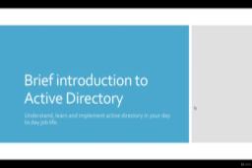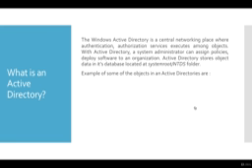Today we'll discuss Active Directory. So, what is an Active Directory? The Windows Active Directory is a central networking place where authentication and authorization services execute among objects. With Active Directory, a system administrator can assign policies and deploy software to an organization.